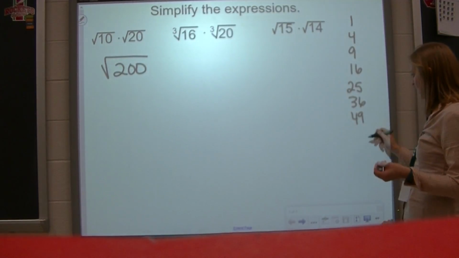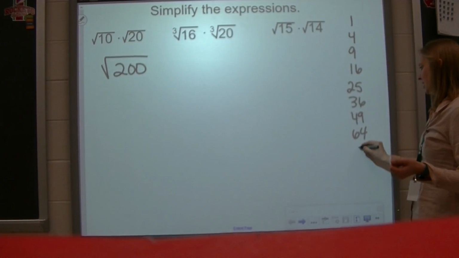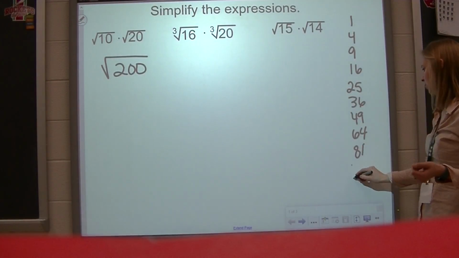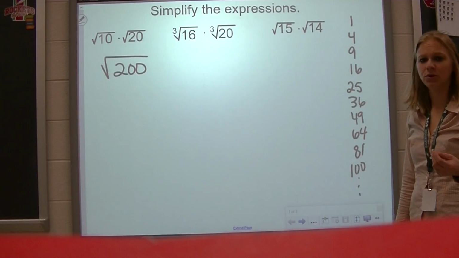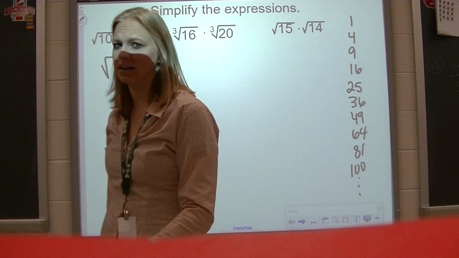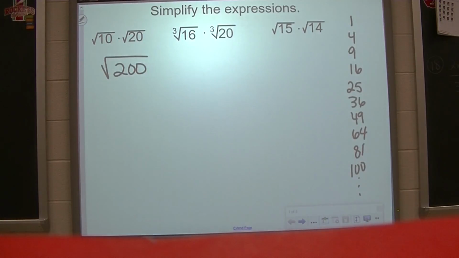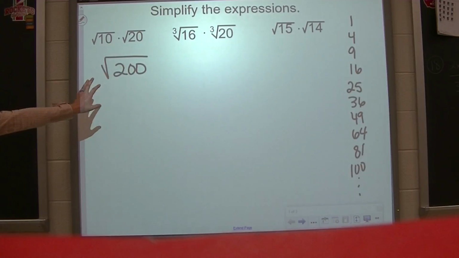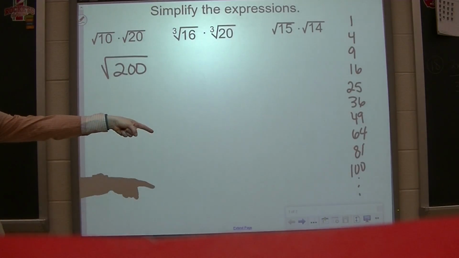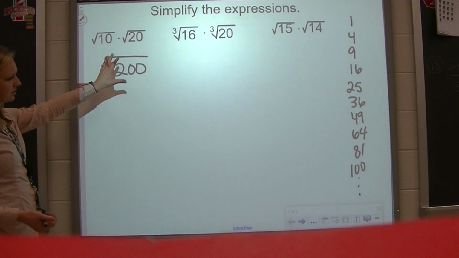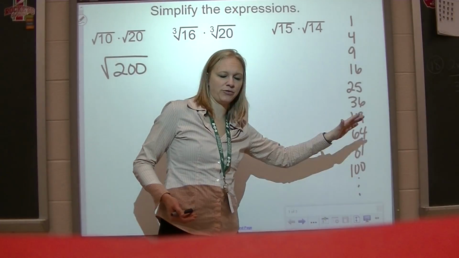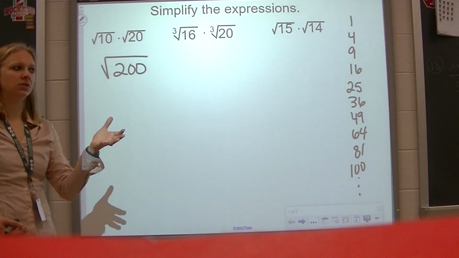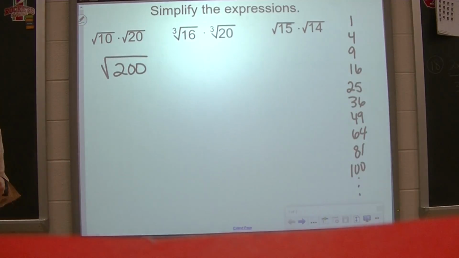And then 64, 81, 100, 121, 144, 169. It will keep going to infinity. So the square root of 200 here, the reason I went down to 100 there is because 100 is the largest perfect square that can go into 200. You always want to pick the largest one, otherwise you're going to have more simplifying that you need to do.